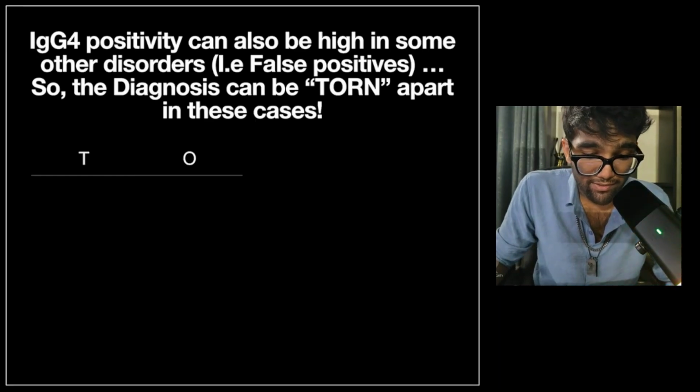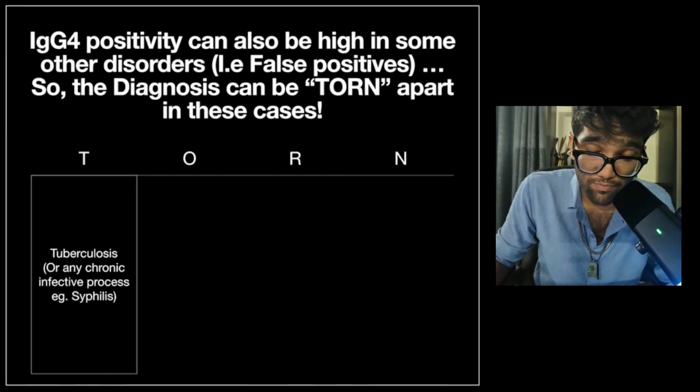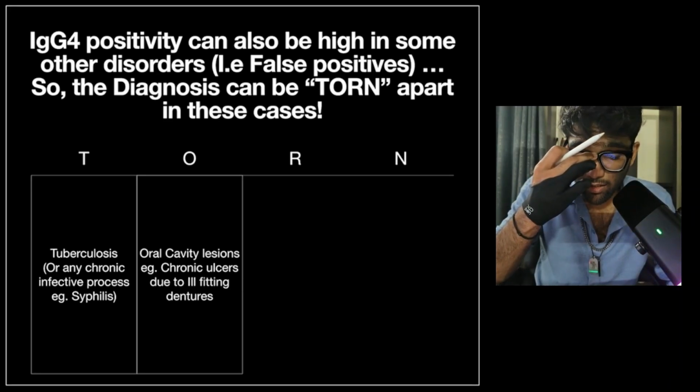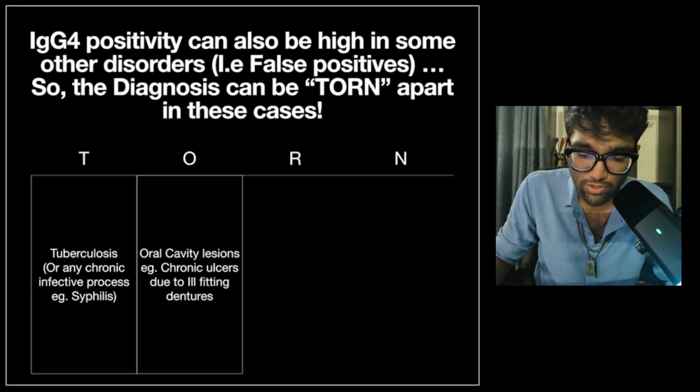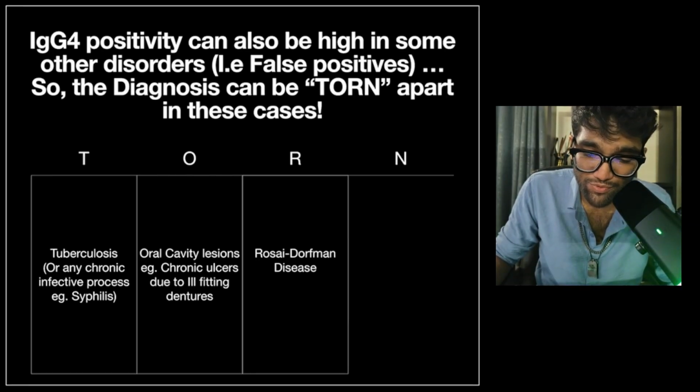So, TORN is a mnemonic that I use. T stands for tuberculosis, or any other chronic infection, including syphilis. O stands for oral cavity lesions, caused by an ill-fitting denture that is causing recurrent mucosal damage. R stands for Rosai-Dorfman disease, an entity in which you get large histiocytes as well as plasma cells. There are very limited entities that cause this, so the next discussion in this series will be dedicated to those entities, and I look forward to discussing them with you.